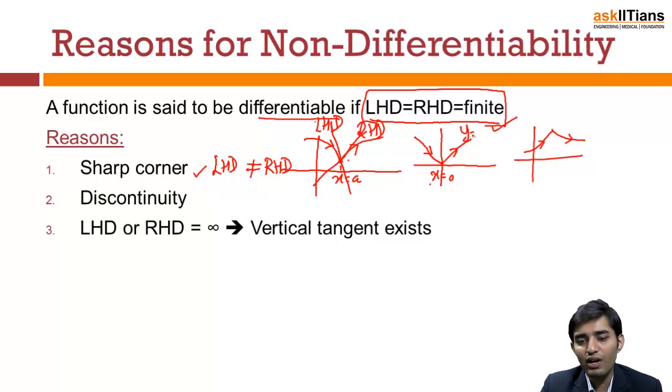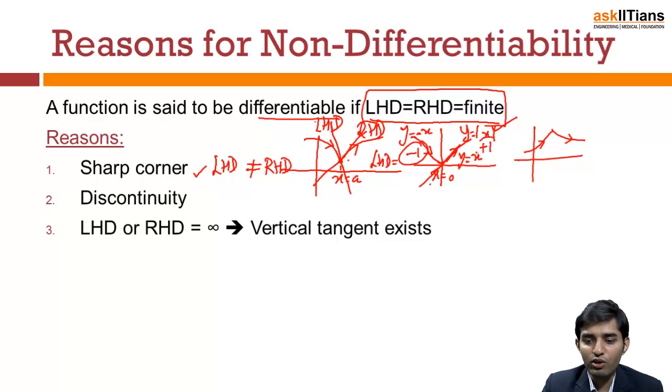Suppose I take the graph of y equal to mod x. In this case what will be LHD? LHD will be the slope of this line. This is the y equal to minus x line, so the slope of this line is negative 1. So LHD is negative 1. And this is the y equal to x line, so its slope is positive 1. So the right hand derivative is plus 1, the left hand derivative is minus 1. Obviously the left hand derivative is not equal to the right hand derivative, so this will be a non-derivable function, and there is a sharp corner. Wherever LHD is not equal to RHD, this is the first reason.